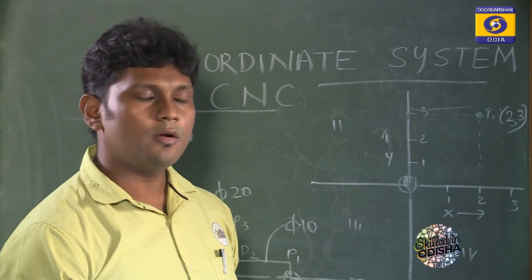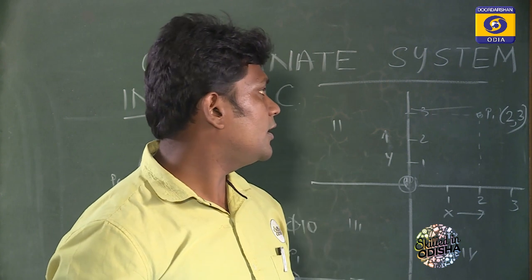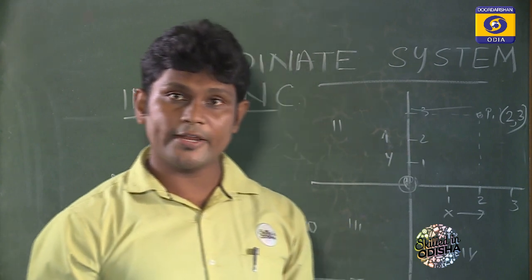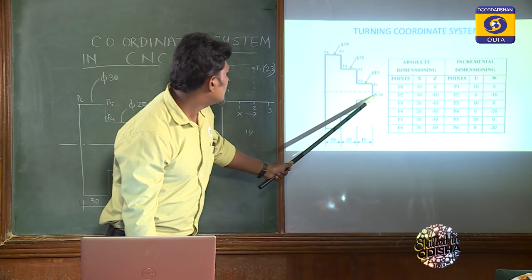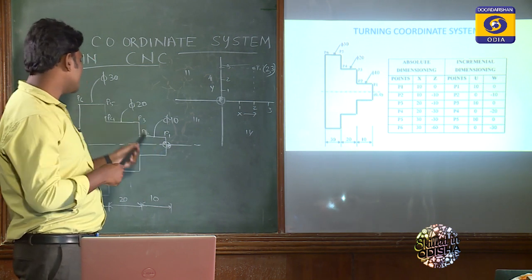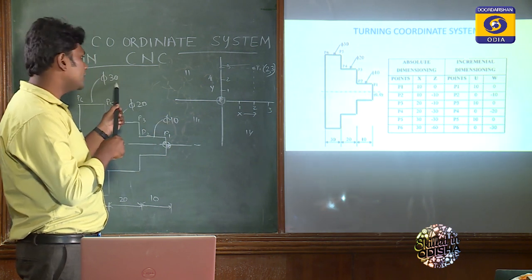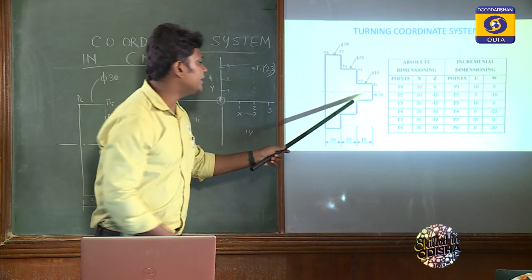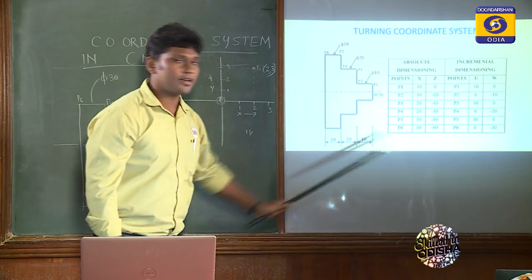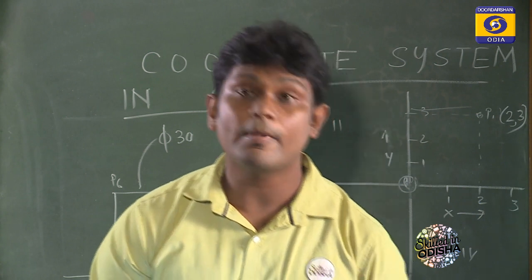In the next class we will see what the reference points used in the CNC machine are. There is another example for the turning coordinate system. This one I have already drawn for you. In the turning, this one is a cylindrical job. This one is considered as a reference. This one is 10 diameter, 20 diameter, 30 diameter. So this diagram is the same here. XZ we will see in the next class. This is an illustration diagram. For the next class we will see the reference points and the format of the programming.